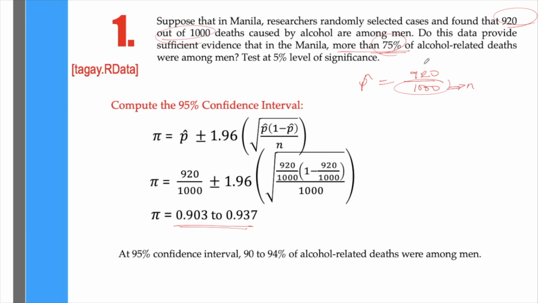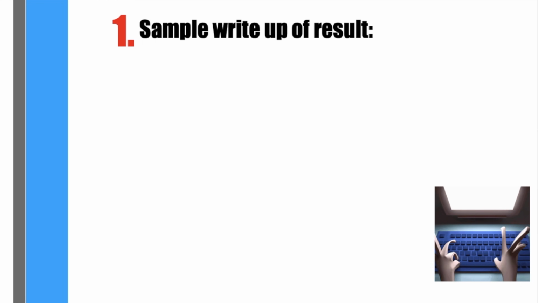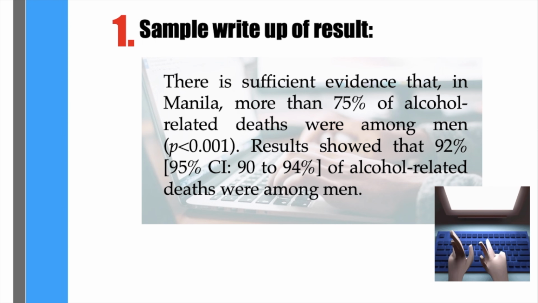So at 95% confidence interval, 90 to 94%, rounded off to the nearest whole number, of alcohol-related deaths were among men. And further, we may write the result as: there is sufficient evidence that in Manila, more than 75% of alcohol-related deaths were among men. And then we may write the p-value of the z-test in parentheses. Results show that 92%, which is our sample proportion, and this is our 95% confidence interval for the parameter pi, of alcohol-related deaths were among men.